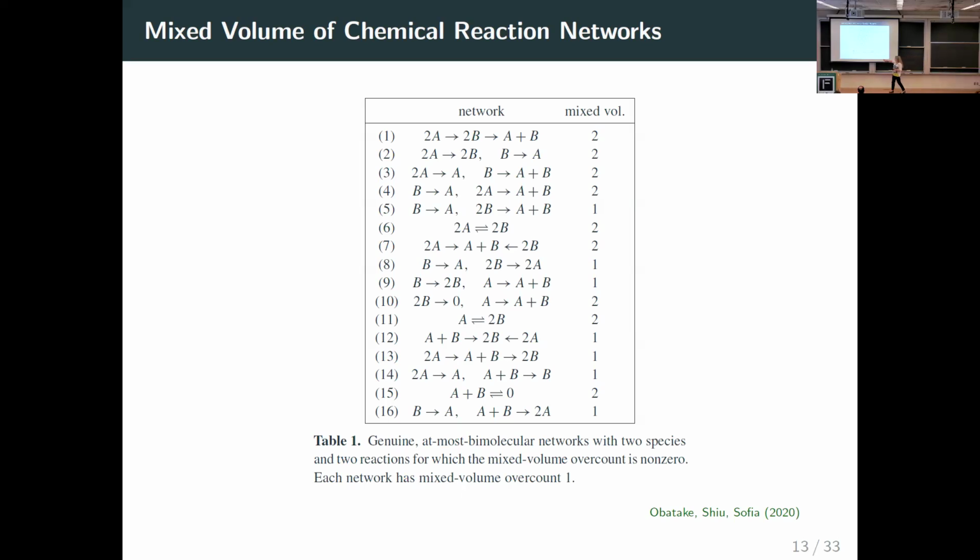One is this paper with Nida Obatake and Anne Shiu, and Sofia, I forget her first name. They do a systematic study of the mixed volume. There are 210 reaction networks with 2 species that are at most bimolecular and with 2 reactions. All of these networks have at most one solution. Then they look at the possible overcounts. In all of the cases except for these 16 cases, the mixed volume was exactly the number of solutions. So these are the 16 remaining from those 210 where you actually have an overcount.